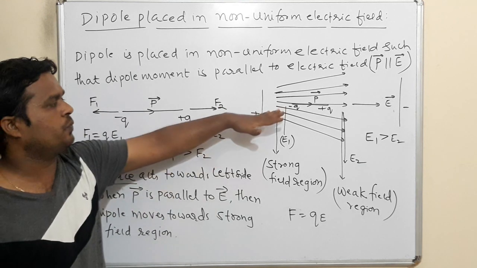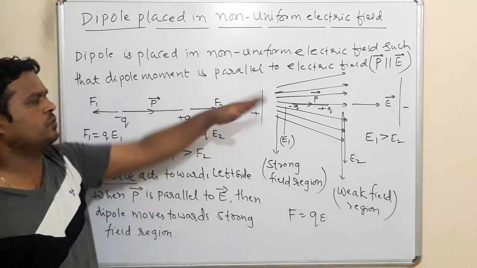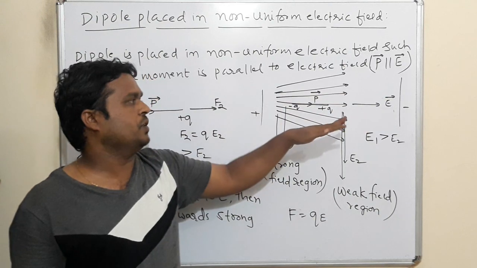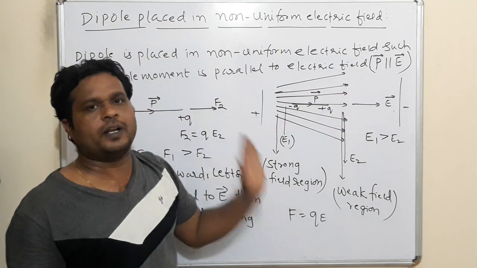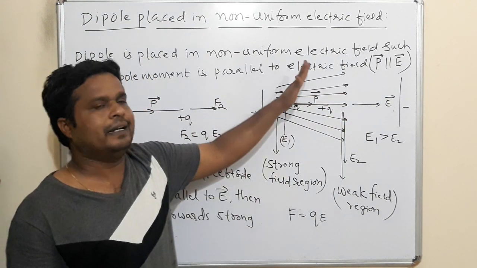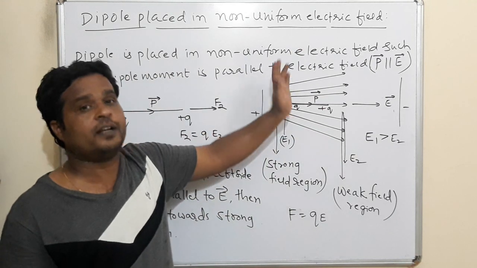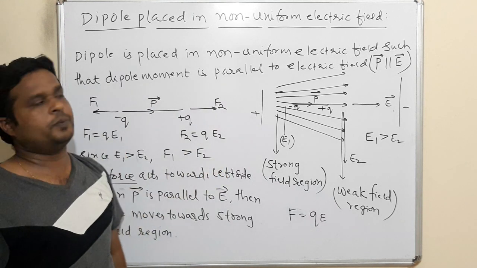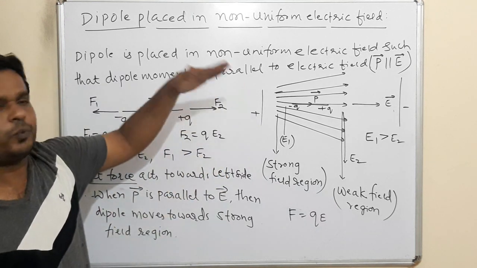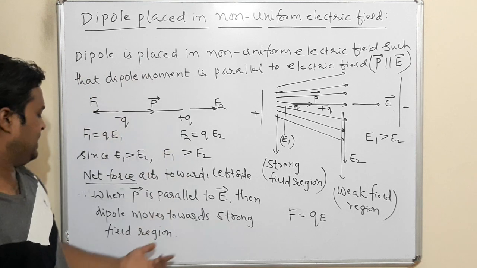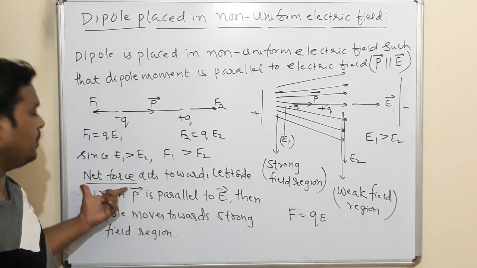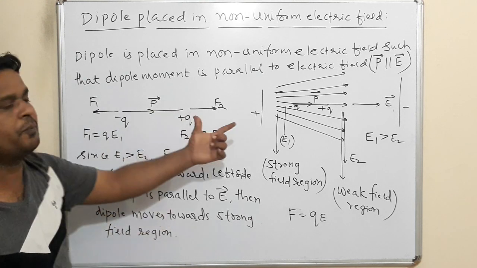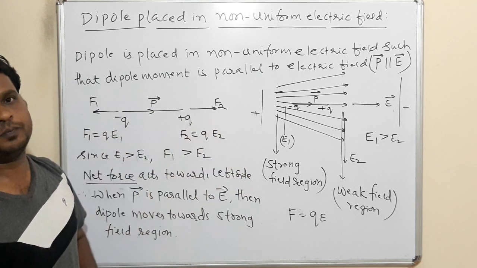Suppose the field is uniform, what is the net force? Net force will be 0. This side also it is E, this side also E, so net force will be 0. The dipole will not move in either direction. Then we can say that it can only rotate under the influence of torque. Translatory motion is not possible. Here, torque will be acting on the dipole and net force will also be acting on the dipole. That means due to the net force the dipole will show translatory motion.